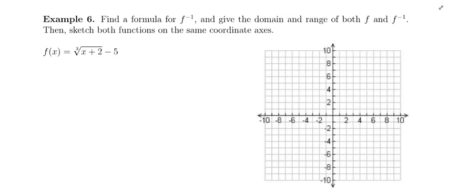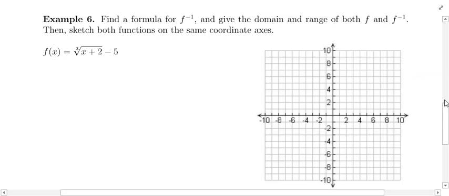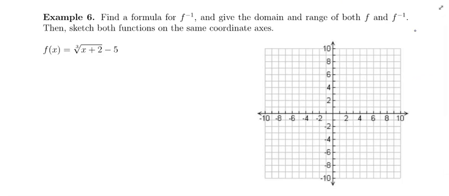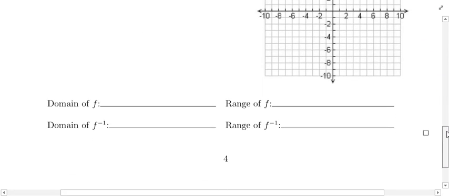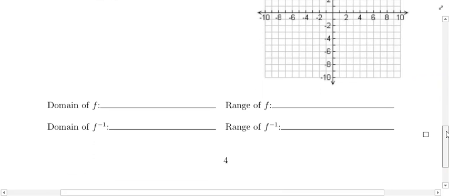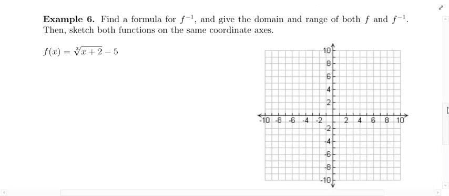We've got a grid where we can graph both the original function and the inverse function, and then there's a spot at the bottom to write down both the domain and range of f and the domain and range of f inverse. I'm going to start by working with f, graphing it, writing down its domain and range, and then we will jump into the inverse function. I'm going to start by graphing this.